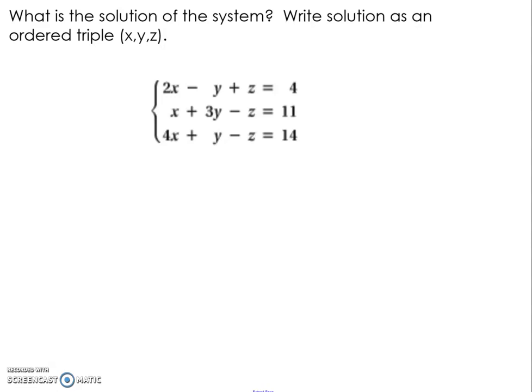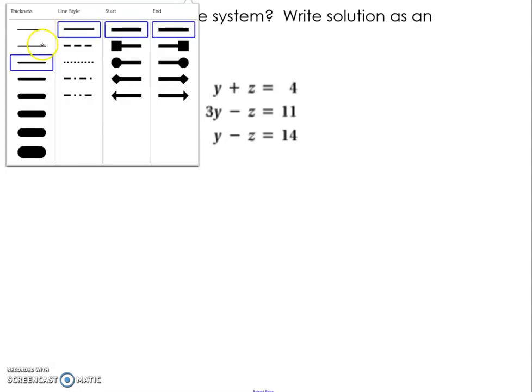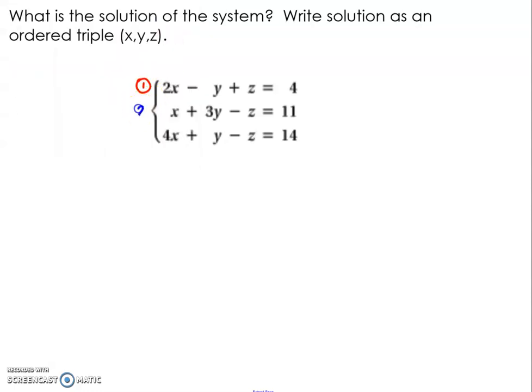So now we're just going to look at a few more examples. So again, start by writing out the equations. Sorry about this. Labeling them 1, 2, and 3. So that way we know which ones we're working with.